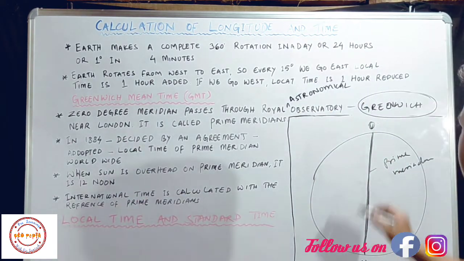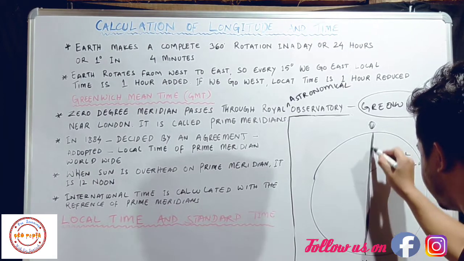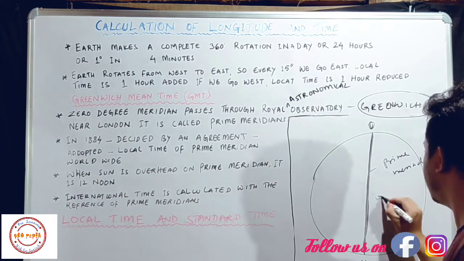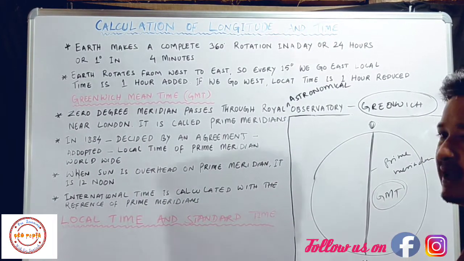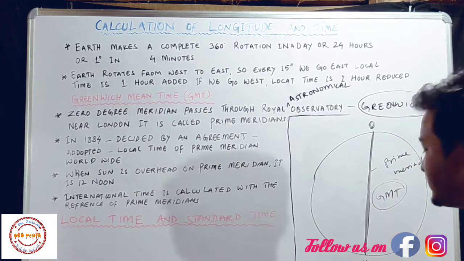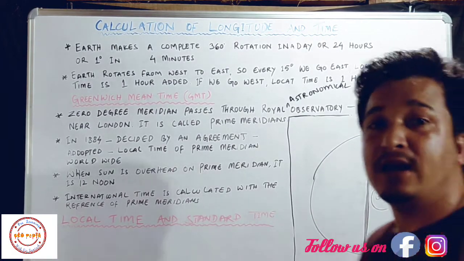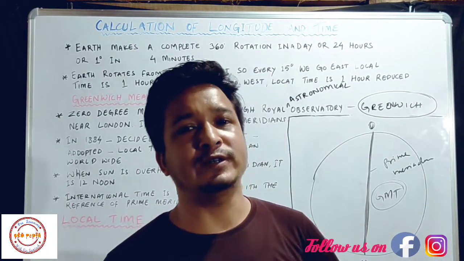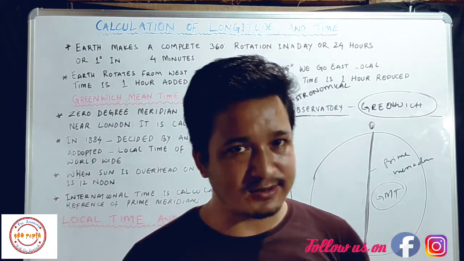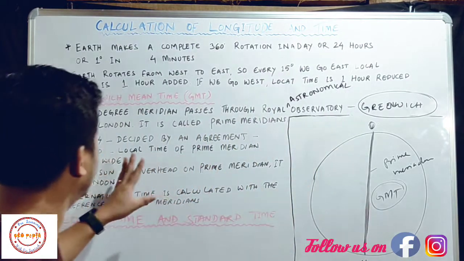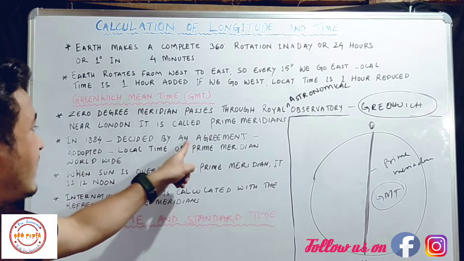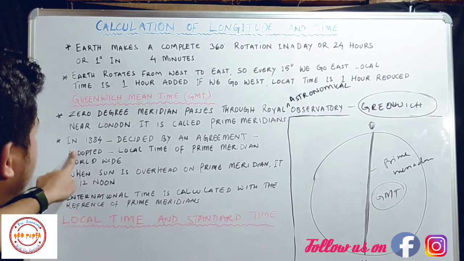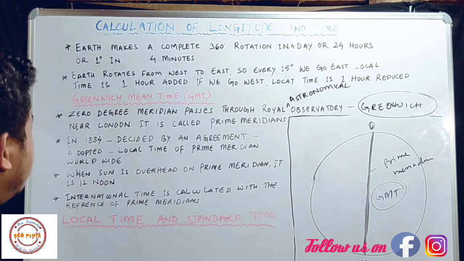That is why the time shown by this meridian is known as Greenwich Mean Time, GMT. This is the one reference line by which the world calculates its local time with the help of the longitude of their countries. In 1884, by an agreement, the local time of the prime meridian was adopted worldwide.